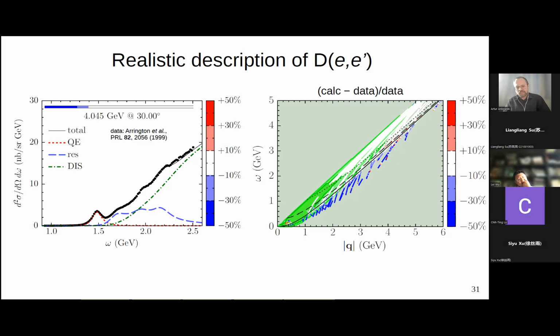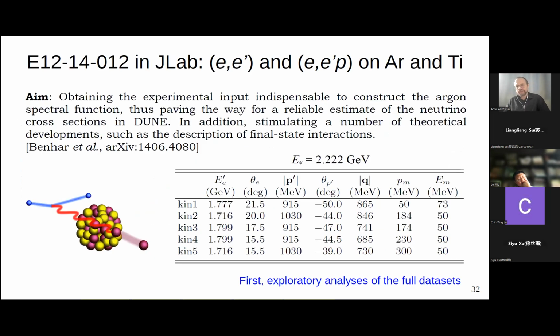So the main obstacle to calculating the cross sections in the spectral function approach for argon was that we didn't have at our disposal the argon spectral function. So the goal of our experiment proposed in 2014 was to provide the experimental input necessary to construct the argon spectral function for protons and for neutrons. And we also wanted to stimulate a number of theoretical developments, such as those related to the description of final state interactions, which are all relevant to accurately estimate the cross sections for DUNE and also for the short baseline program at Fermilab.